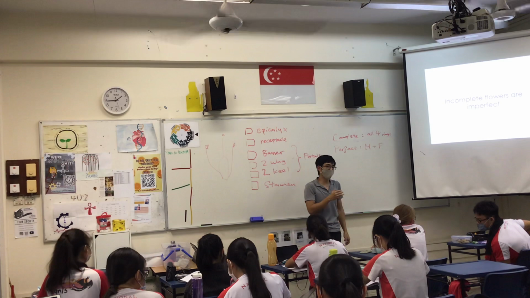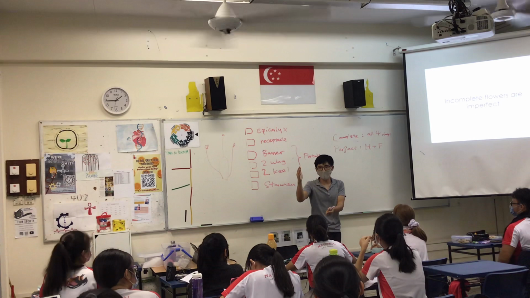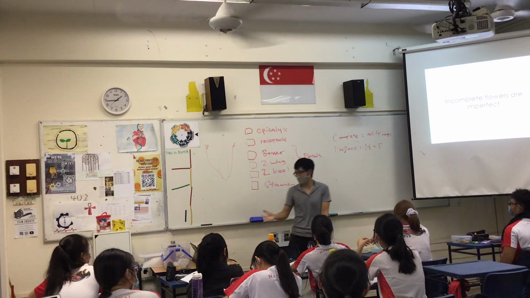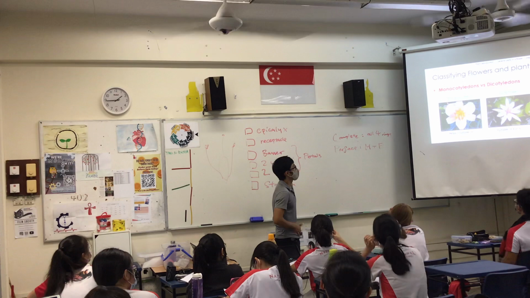If you look inside a botany book, you may see this flower described as a complete but perfect flower. Two more terms to introduce to you: monocot and dicot. Monocotyledon, dicotyledon. What's a cotyledon? It is the embryonic leaf.